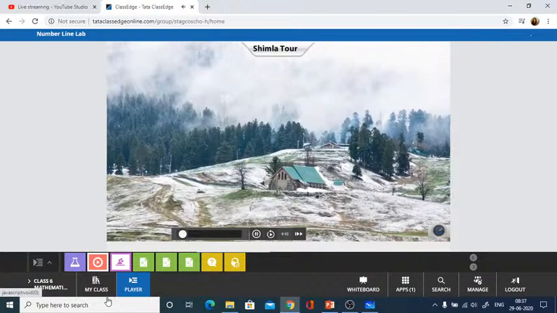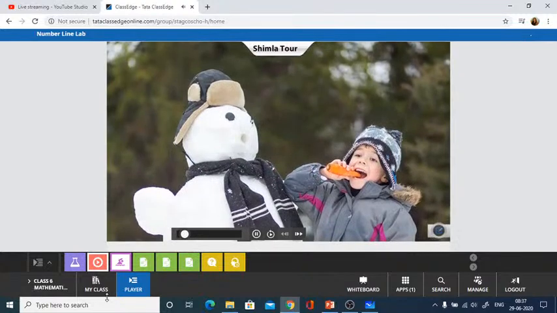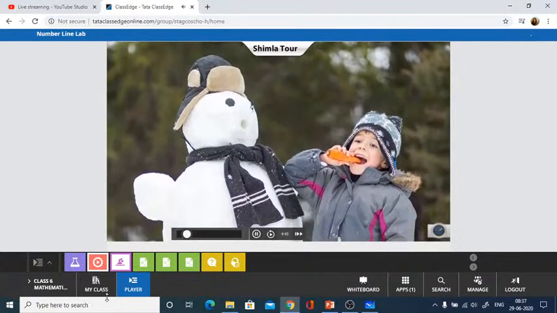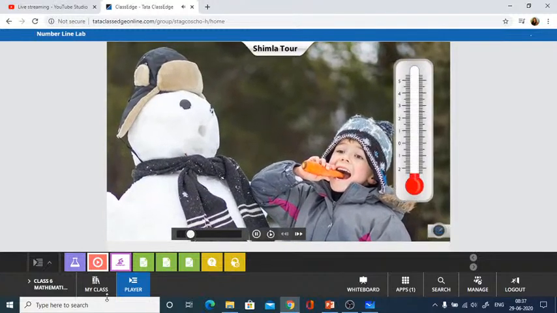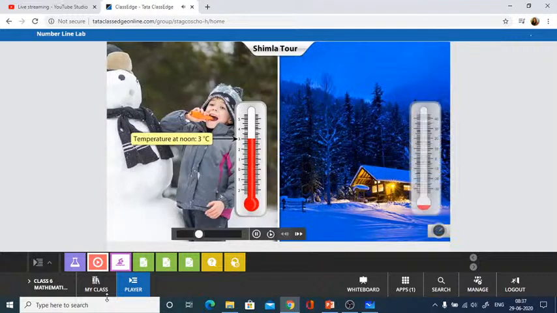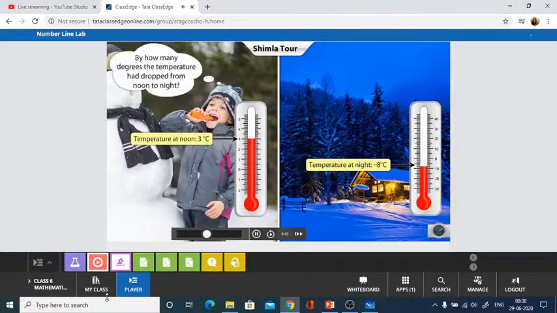Last year, Devansh went to Shimla during his winter vacations. He reached Shimla around noon. The temperature at that place was recorded as 3 degrees Celsius. During night time, he was surprised to see the temperature recorded as -8 degrees Celsius. He was curious to know the drop in temperature from noon to night. Let's help him.